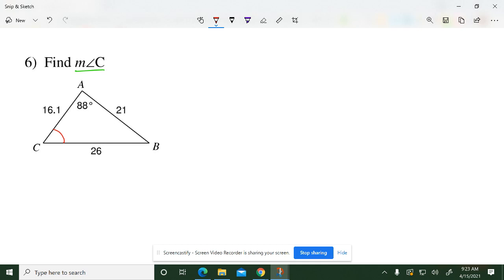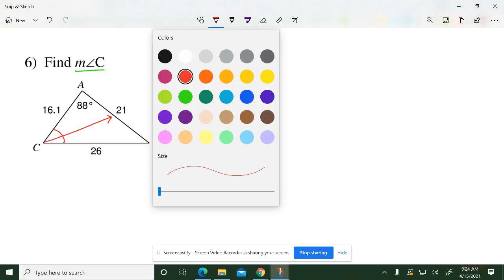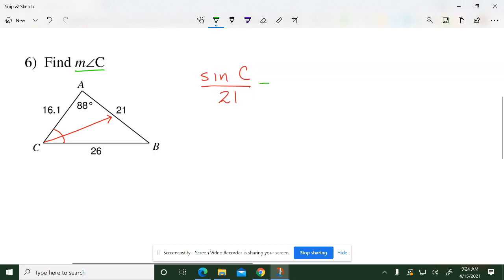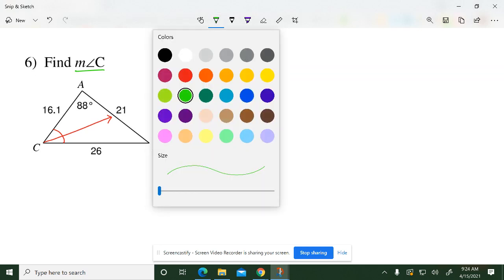So what I'm going to do with angle C is find its opposite side. I'm going to start here at C and go across the triangle. The opposite side from angle C is 21. So my first fraction is going to be sine of angle C over the opposite side, which is 21, and that's going to equal something.